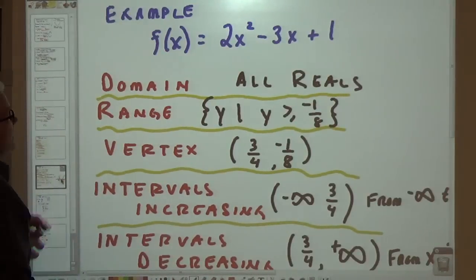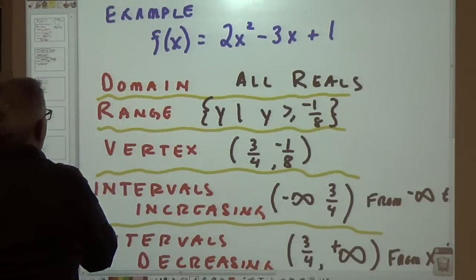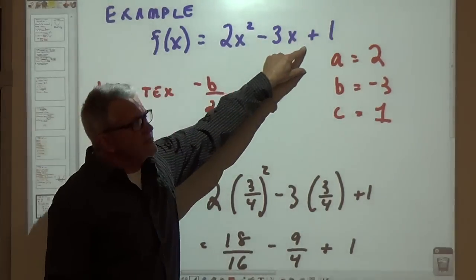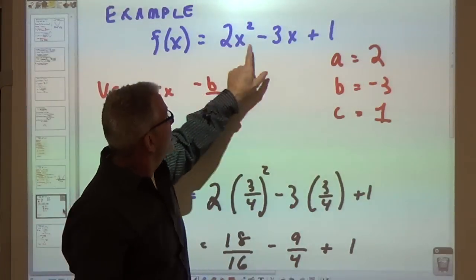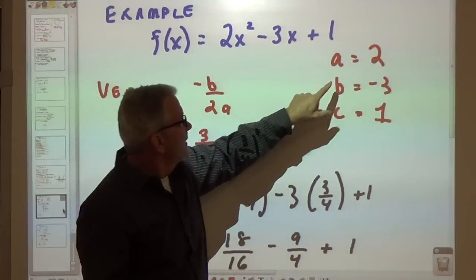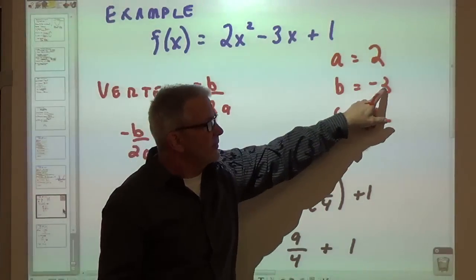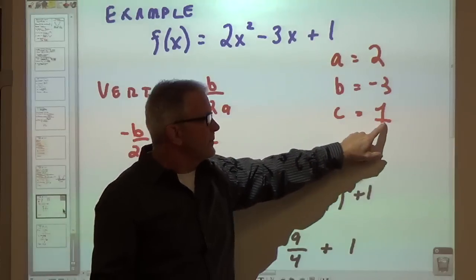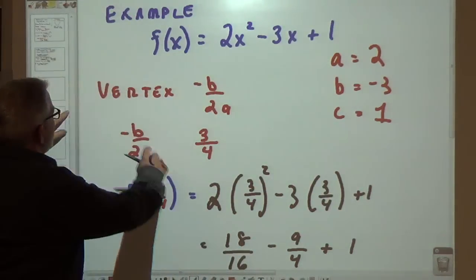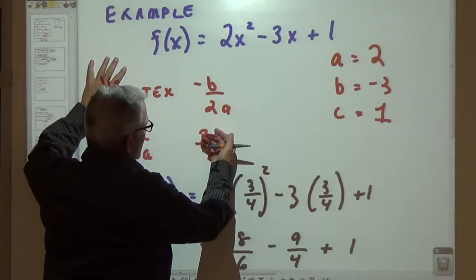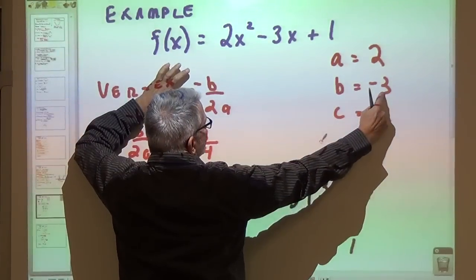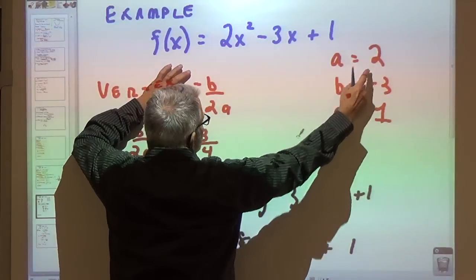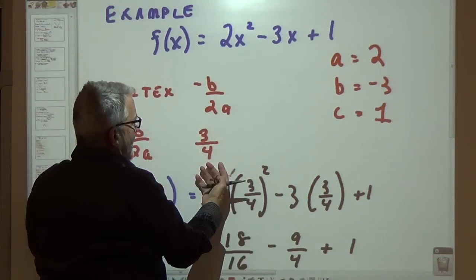Here we go. Here's the function right here. First thing I do is pick out the A, pick out the B, and pick out the C. The A is 2. The B is that real number -3. C is that real number 1. And I find the vertex. The x-coordinate of the vertex is -b over 2a. Negative b is going to be 3. Negative -3 is 3. 2 times 2 is 4. So the x-coordinate of the vertex is 3/4.